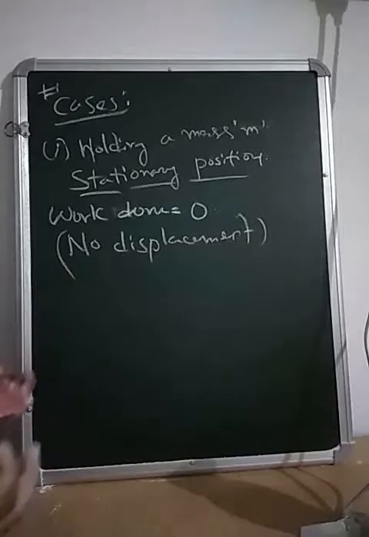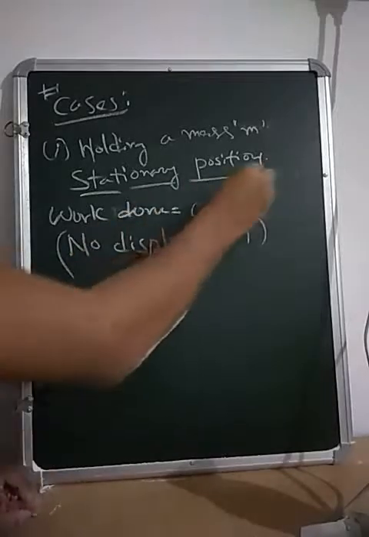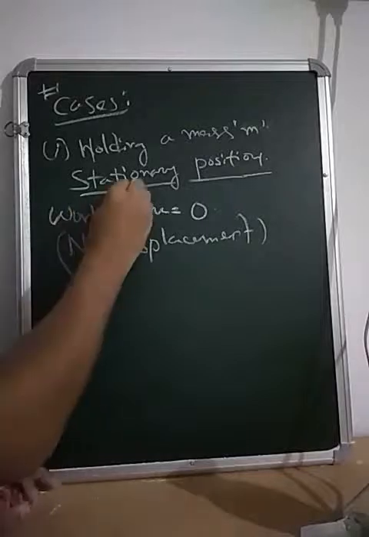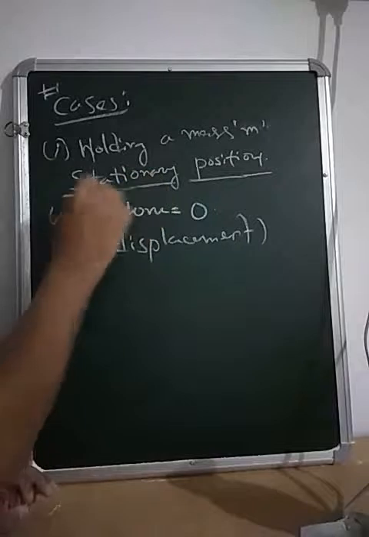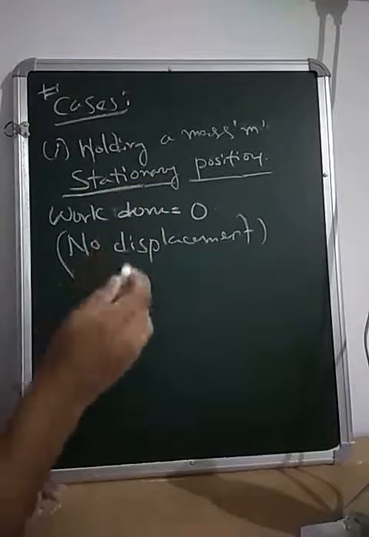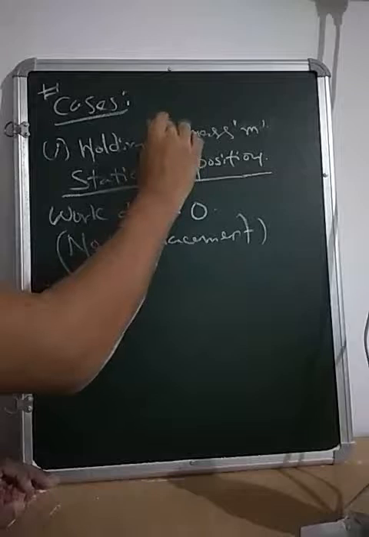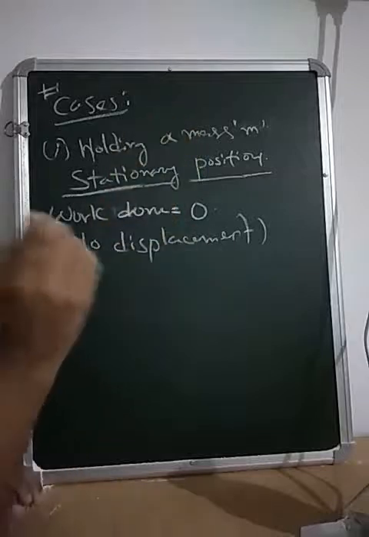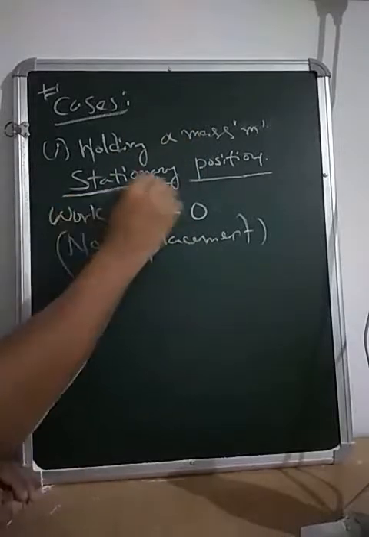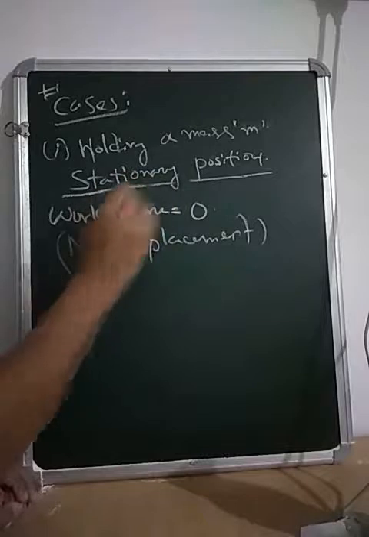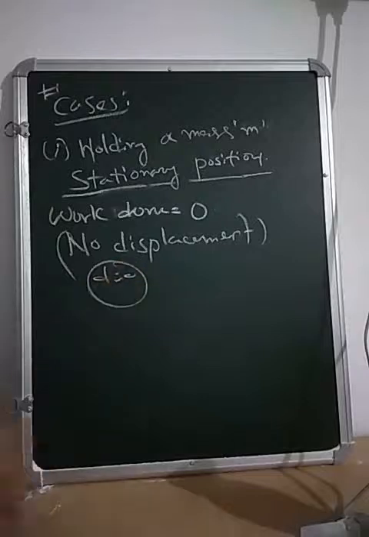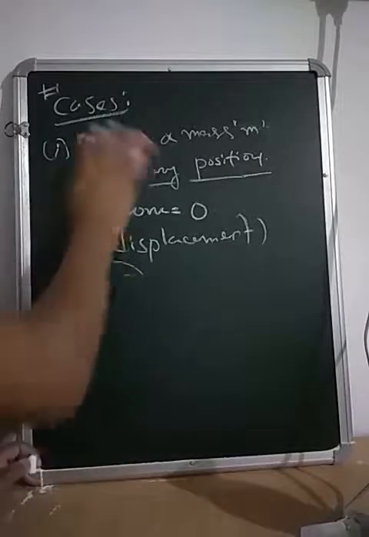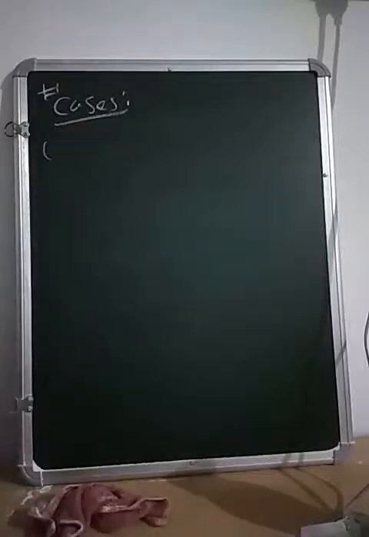Suppose you are holding an object with a certain mass and you are standing in the same position, without any movement or displacement. In that case, the work done on the system will be 0, because there is no displacement. W is equal to 0. For work to be done, there must be some displacement on application of some force.